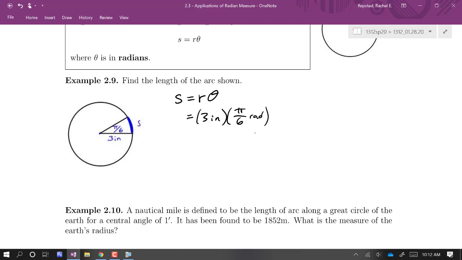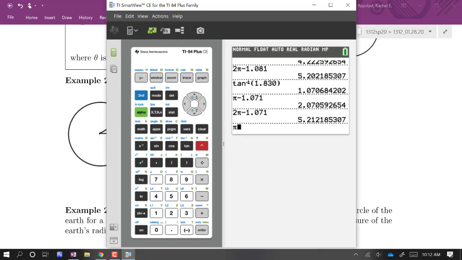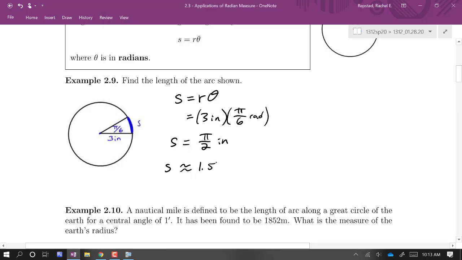So 3 times pi/6 is pi/2 inches. If you want, you can approximate. It doesn't matter what mode your calculator's in here because we're not using the trig functions, right? Just pi divided by 2. Whether I'm in degree mode or radian mode, pi/2 is still about 1.57 inches. I'm going to go ahead and approximate these results because most of these are application problems, and so usually to give context we often round them instead of leaving them in terms of pi.